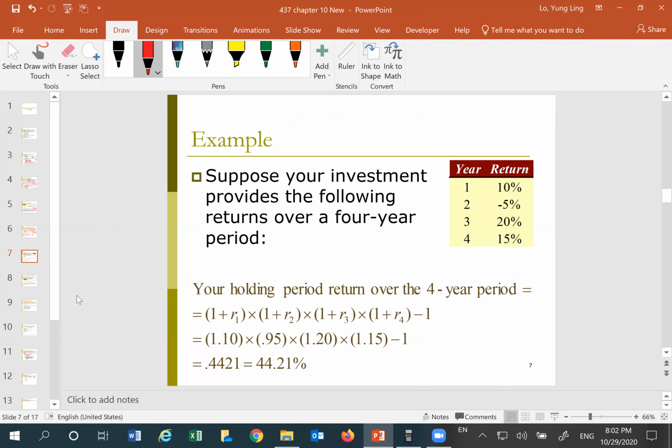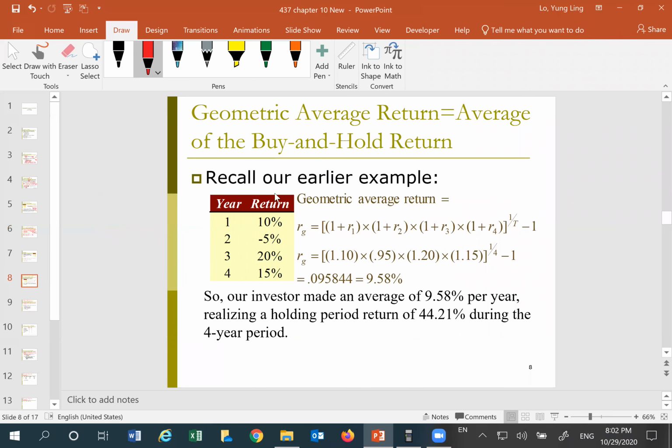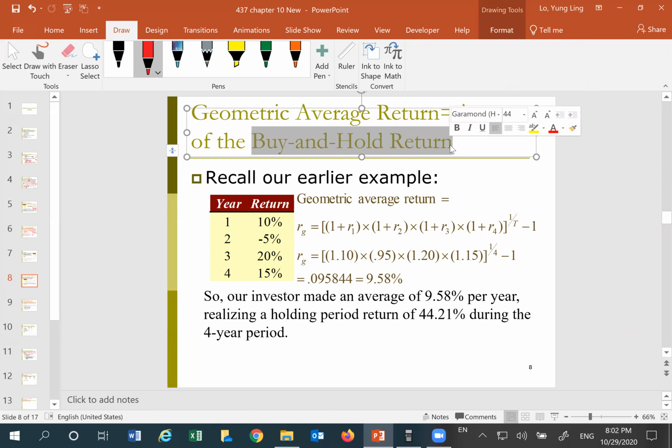Okay. So let's now look at the geometric average return. The geometric average return is just your average of the buy and hold return. So we have just talked about how to calculate the buy and hold return, right? The buy and hold return basically just compounds your multiple returns across time. So that means we have to, first of all, compound all of the returns across time before we can solve for the average, okay? Because geometric average return is the average of the buy and hold return.